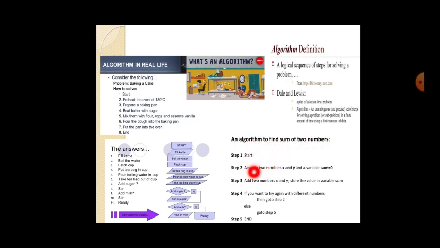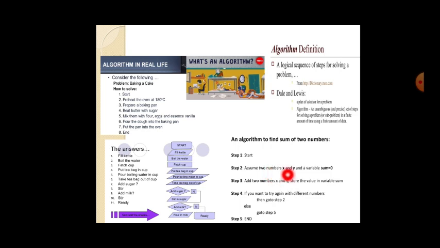Start. Assume two numbers x and y. Variable sum is 0. Add two numbers x and y. Store the value in the sum. If you want to try again with different numbers, then go to step 2. Again go to step 2. If you don't want, then you can end it.